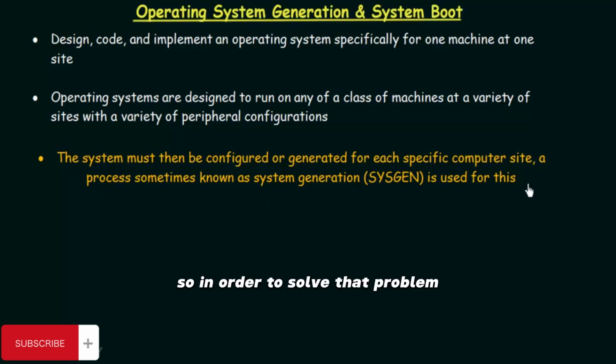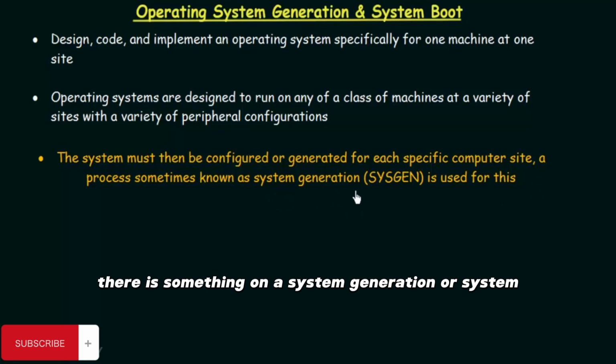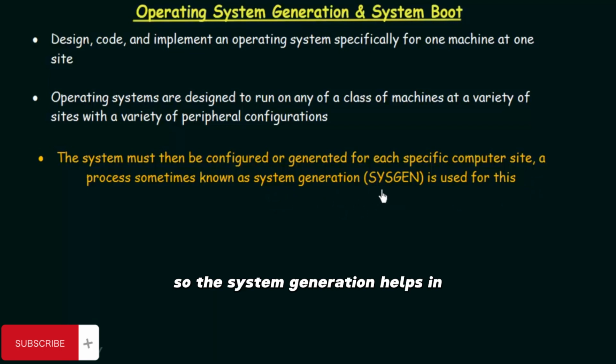In order to solve that problem, there is something called system generation, or SYSGEN. System generation helps in generating the operating system in such a way that it will be compatible with, or work for, that specific machine. With the help of SYSGEN, the operating system will be generated in such a way that it will be suitable for the specific computer on which you are installing it. That is what system generation is used for.